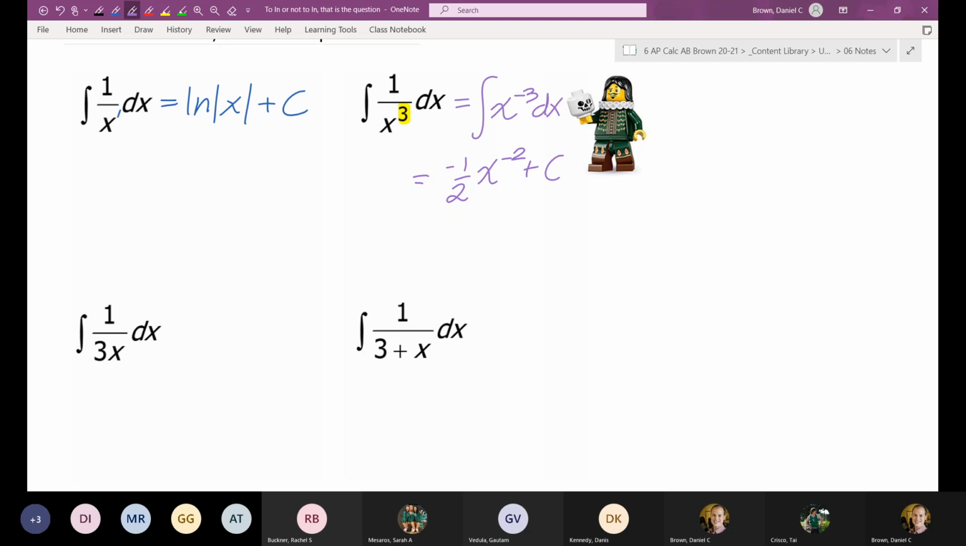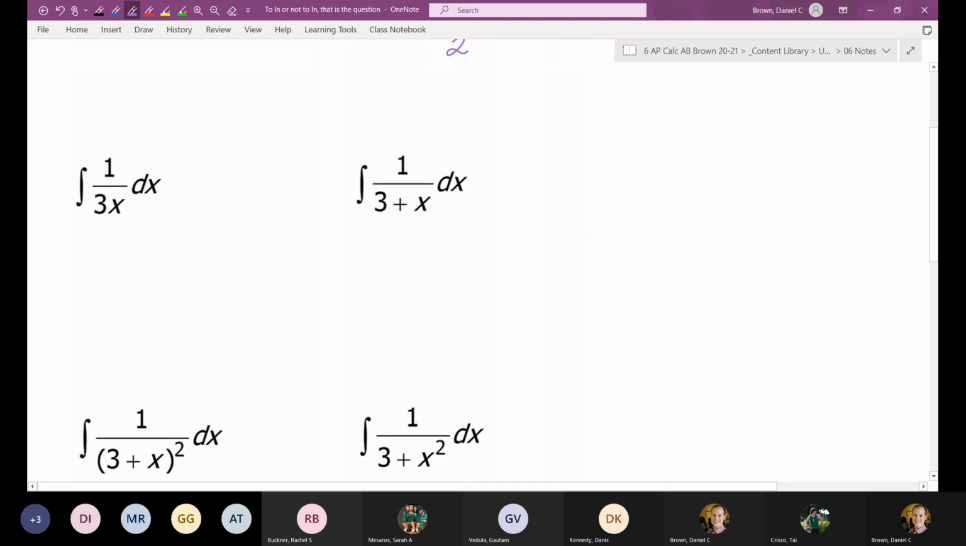Natural log rule or something else? Natural log. What's our big clue that it's a natural log problem? It's x to the first power in the denominator. An easier way to do this one, scroll up a little bit. Again, big clue, this is to the first power, so I know it's going to be a natural log.